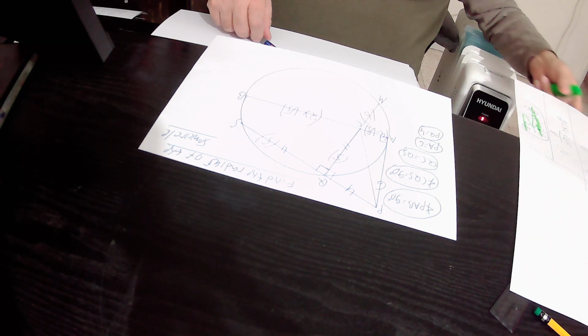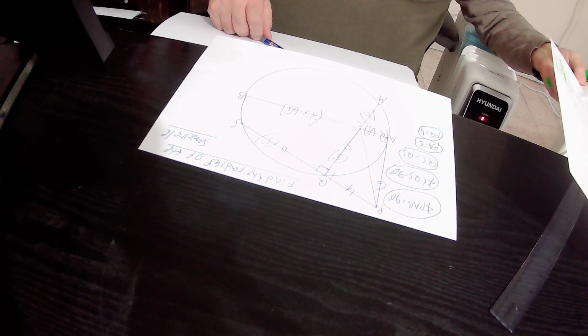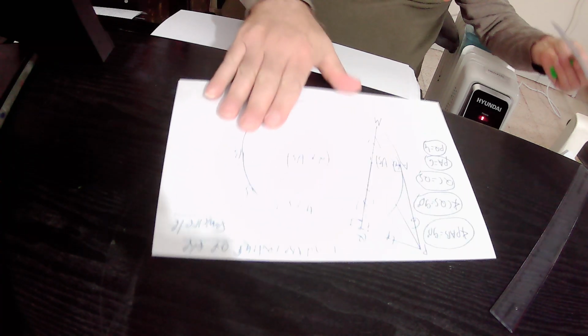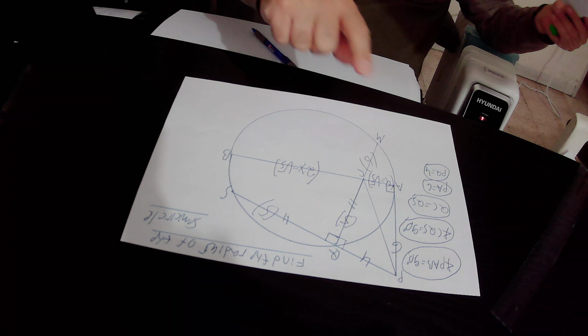So in the next step we will join points M and S together by a straight line.